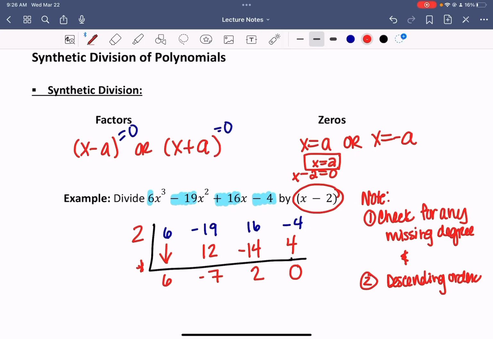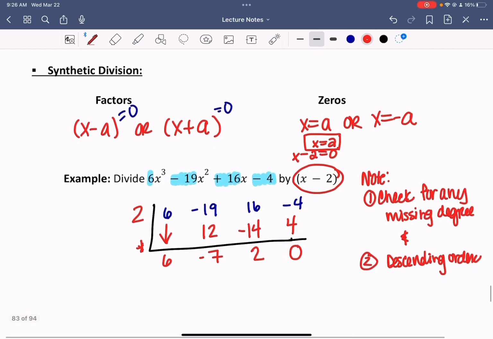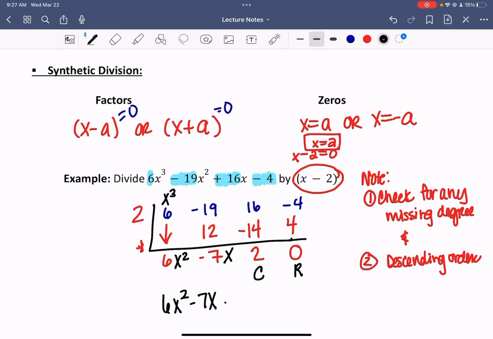Now, all this is numbers. There's no letters in here. So what is our result? Well, this started out as an x cubed. Dividing by a linear is going to drop this by 1 degree to an x squared. So this is our x squared, this is our x, this is our constant, and this would be our remainder. So what was the result of dividing this? 6x squared minus 7x plus 2. And that would be my answer.